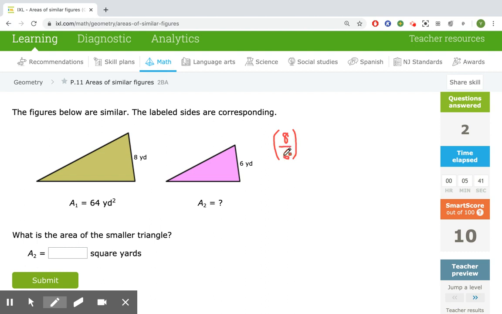And you have to square it. And like I said before, you don't have to reduce. I'm not. So 8 times 8 is 64. And 6 times 6 is 36. So there's our first ratio.